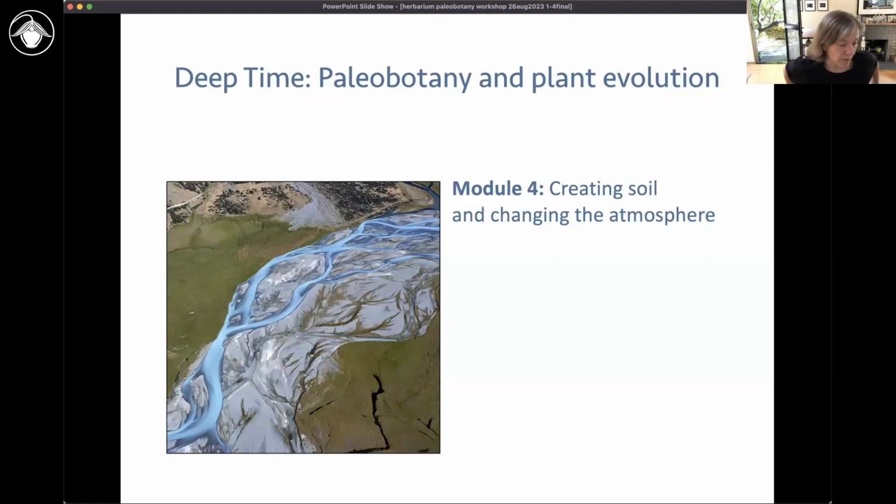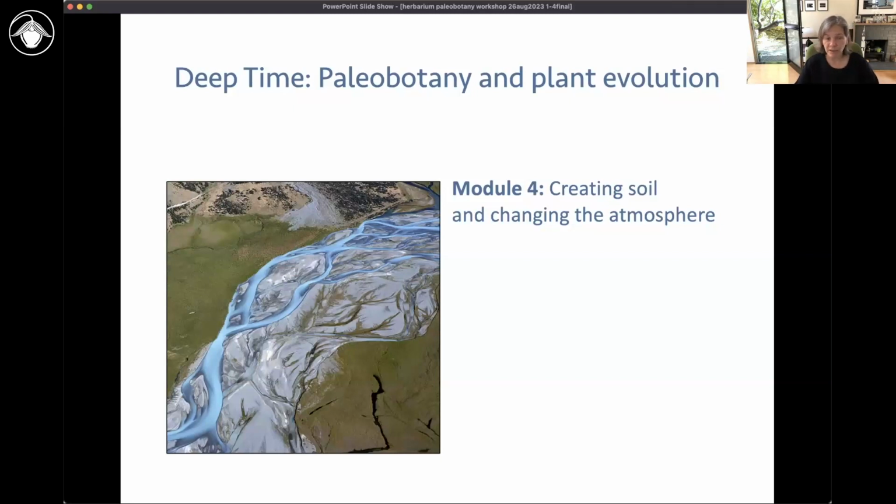Plants moved onto land quite a long time ago. Initially, they were growing close to water. Gradually, they developed roots and eventually seeds. And all these things made it possible for them to move further and further away from water. They started to root deeper, and that had an incredible effect on the landscape.